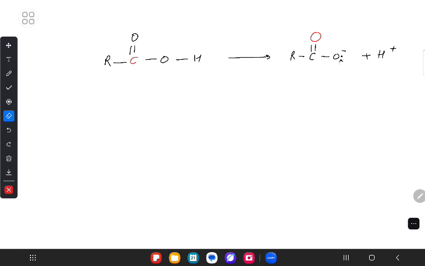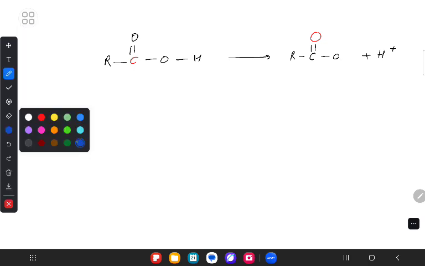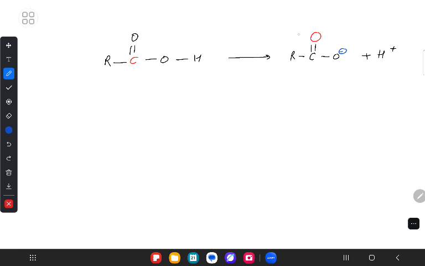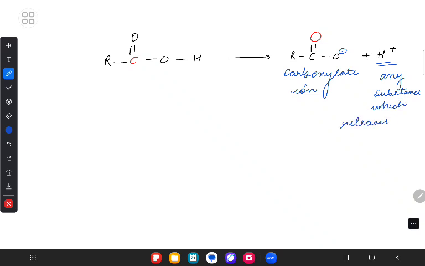So we will have RCOO negative, and this is my carboxylate ion. Along with it, it is releasing H plus. So any substance which releases H plus is called an acid. Are we understanding, Aaron?